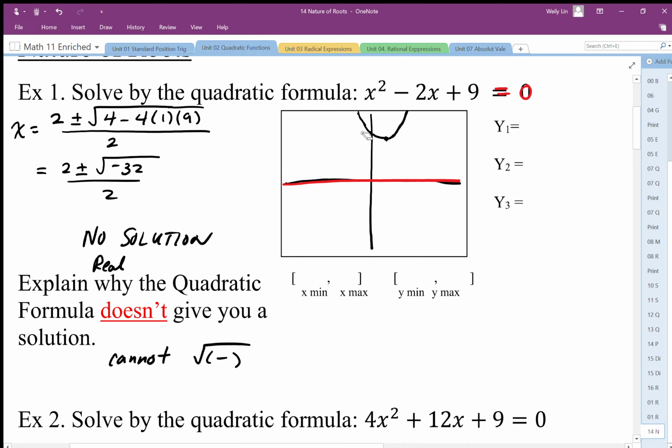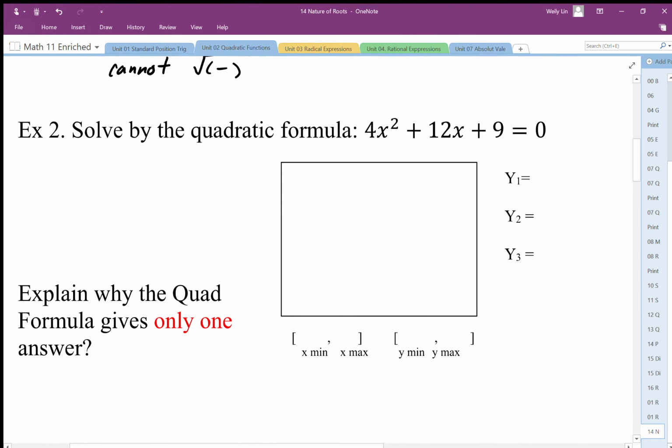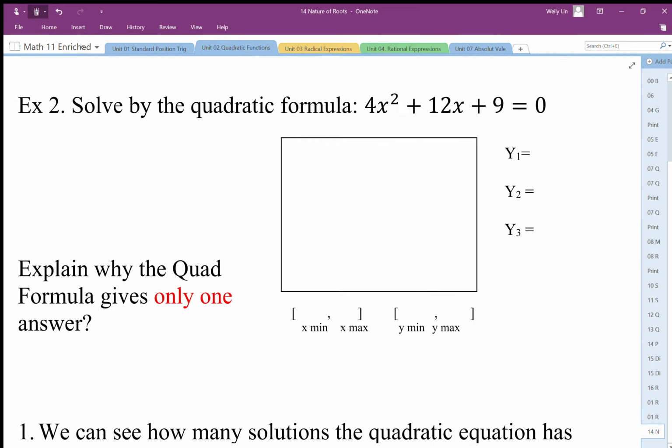And that shape is related to the fact that there is a negative inside the square root, which does not allow this parabola to come down and touch the x-axis. Using this example, we can solve this with a quadratic formula. x is equal to negative 12 plus minus square root of 12 squared minus 4 times a times c, and that's all over 2a.